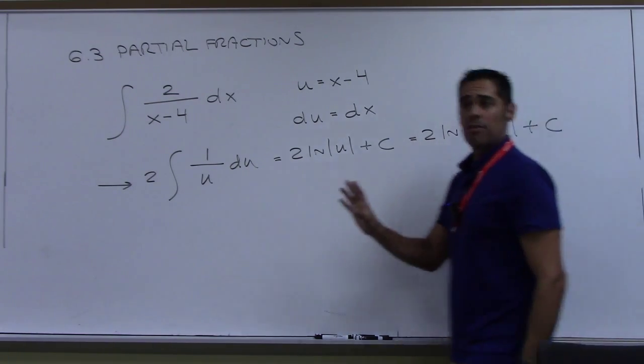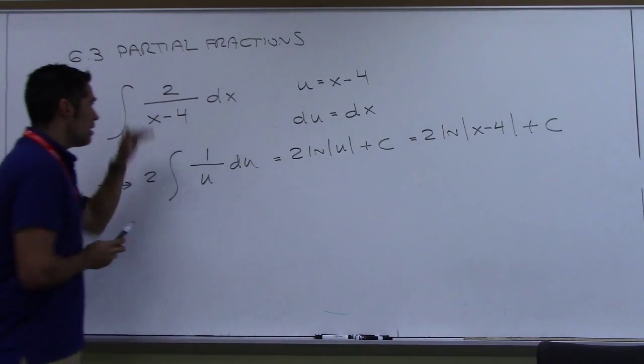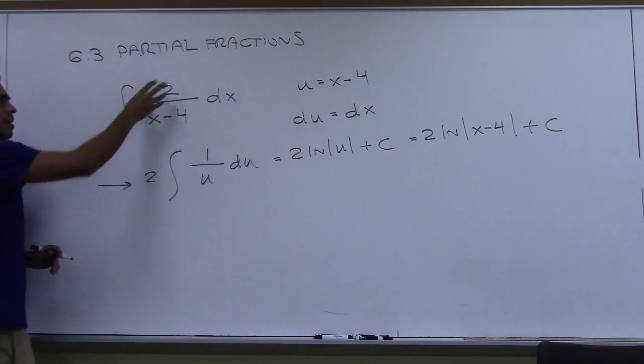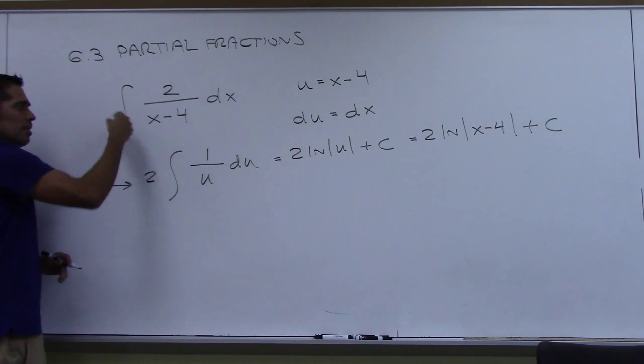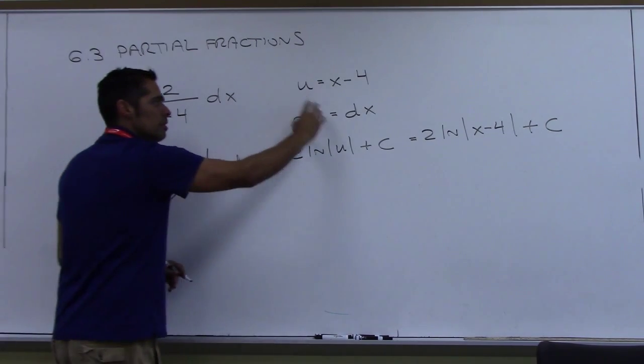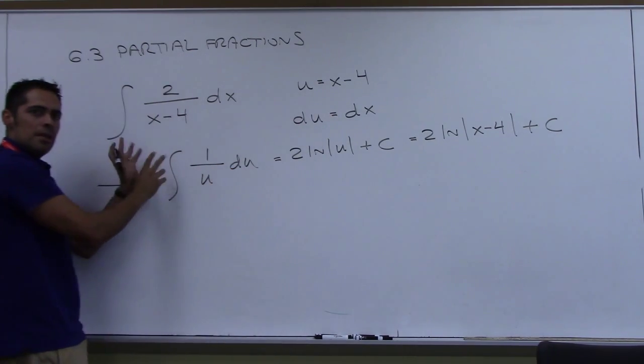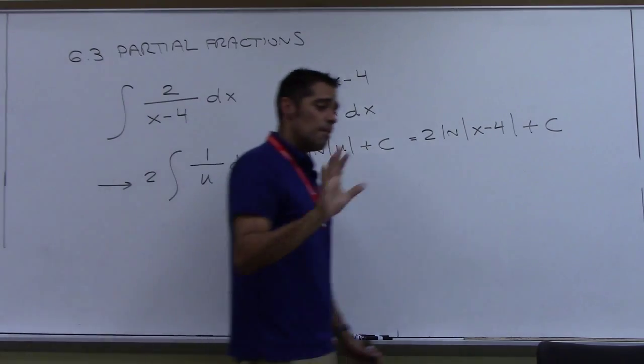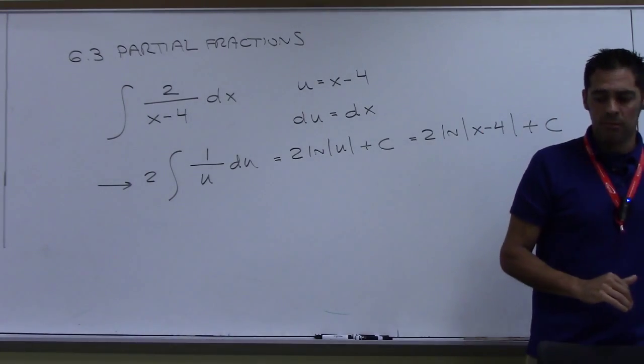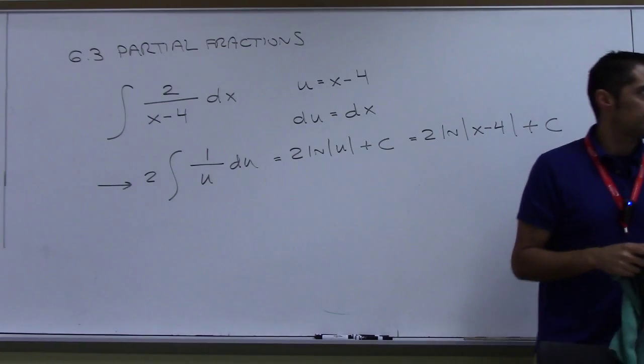And that would have worked any time we ever saw a constant over a linear expression. We could just pop the constant out, choose the linear expression to be u. We might be off a little bit, but we would tweak it and things would work out. So we're in business if we see that, right? Okay, look at the next one.